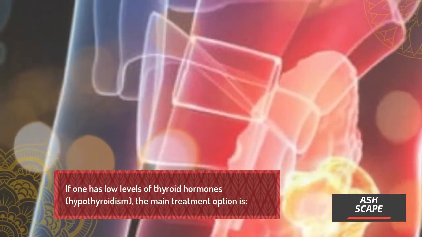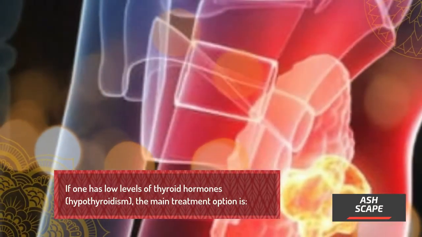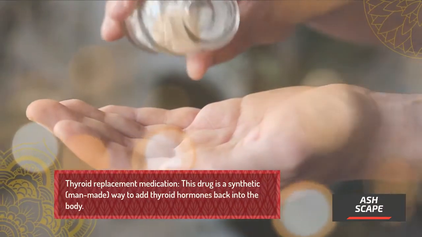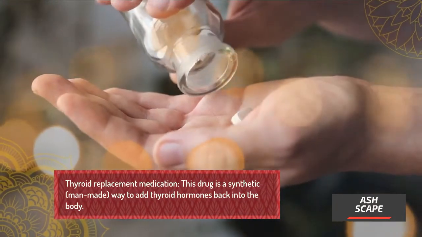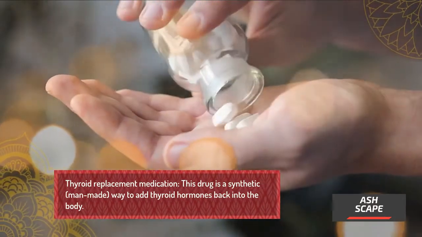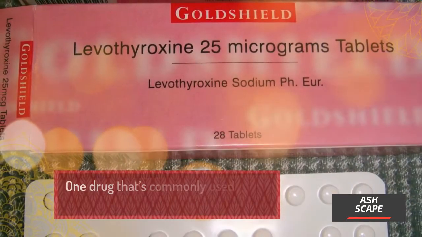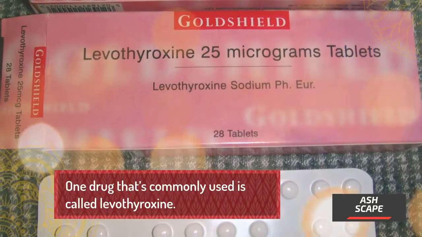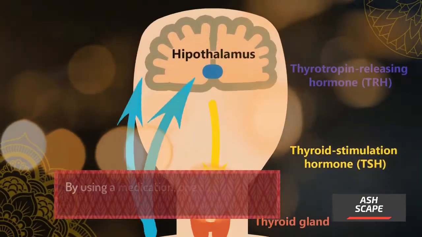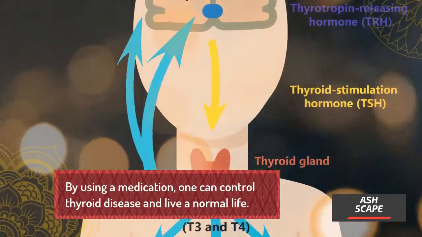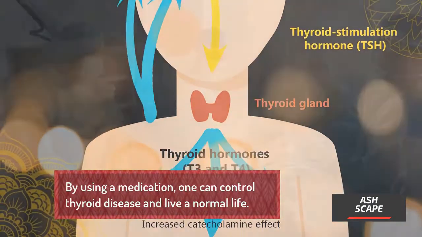Hypothyroidism. If one has low levels of thyroid hormones, hypothyroidism, the main treatment option is thyroid replacement medication. This drug is a synthetic, man-made way to add thyroid hormones back into the body. One drug that's commonly used is called levothyroxine. By using a medication, one can control thyroid disease and live a normal life.